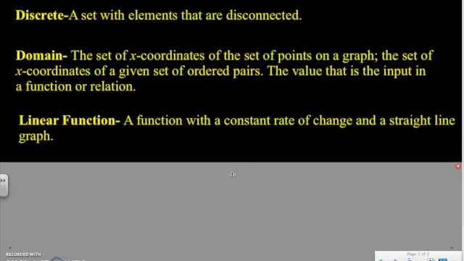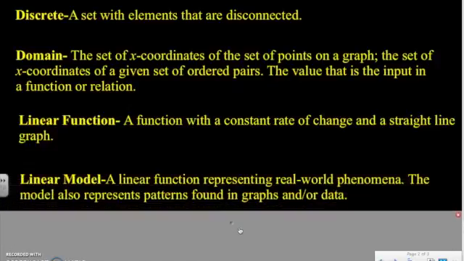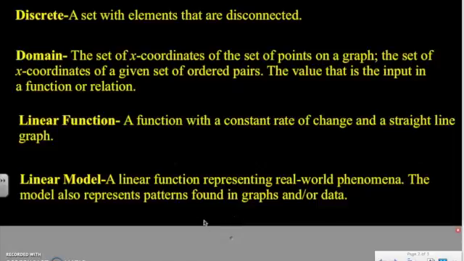All right, the next word is very similar to a linear function, and that's going to be a linear model. The big difference between a linear function and a linear model: the linear function is just a graph or an equation with no context or background information on it. But a linear model is going to be when we're representing a real world problem. So this is what you're going to be using in your word problems when you're actually modeling a specific situation and not just graphing a random line or working with a random equation. This is something where we're actually applying it to a real situation. We're modeling it, if you will.